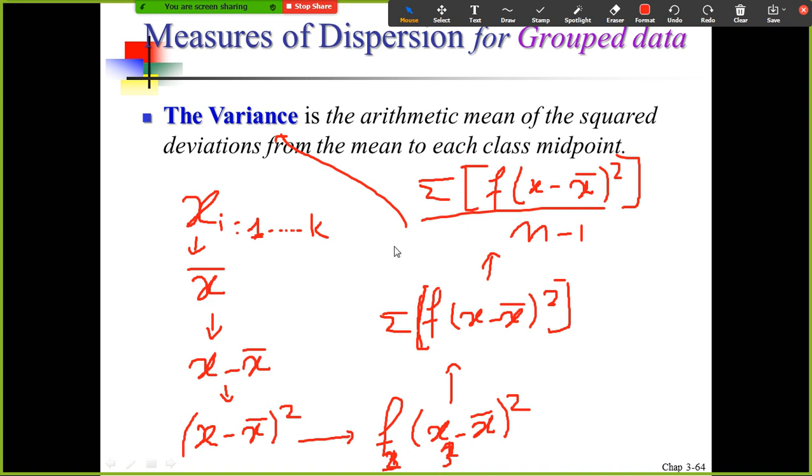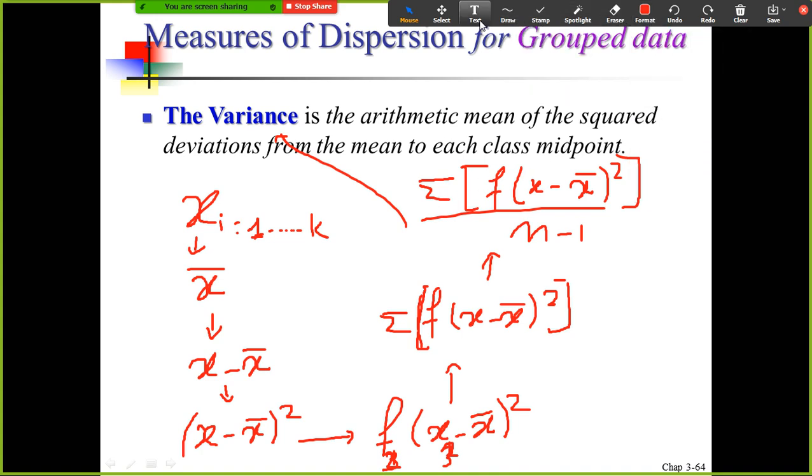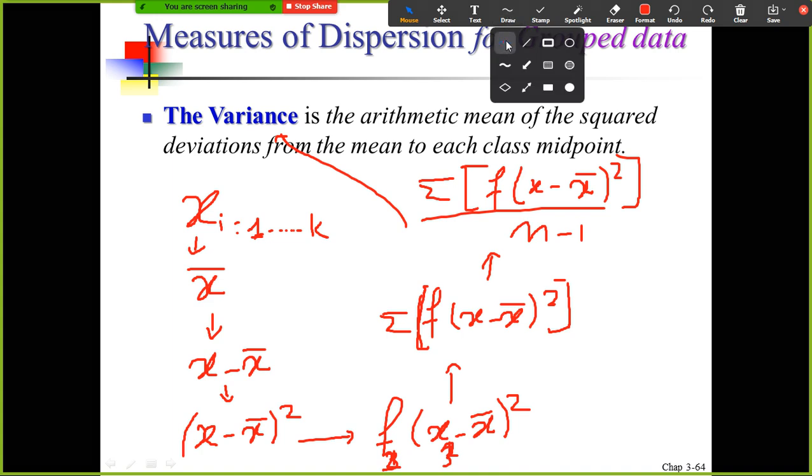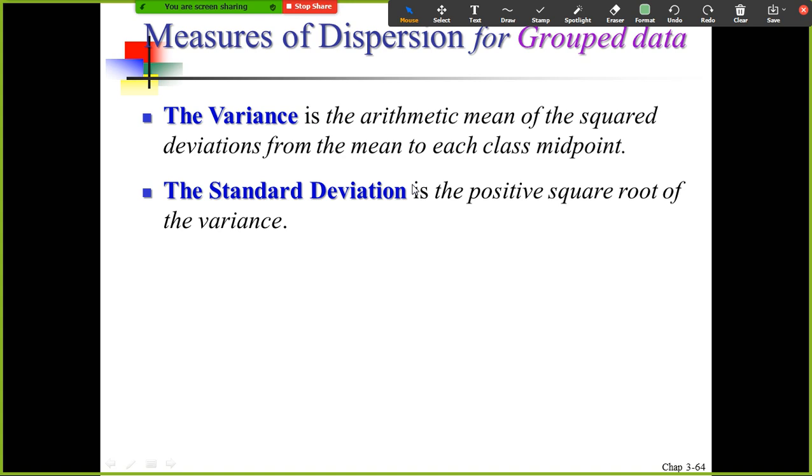If you know variance, you can find standard deviation. Okay, how to find standard deviation? Just take square root here. This is variance. Take square root is standard deviation. Okay, standard deviation is the square root of variance.